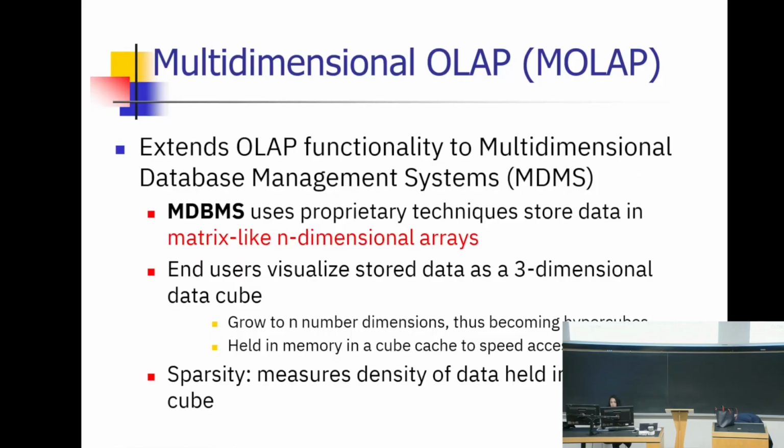Another term here is sparsity, which measures the density of data held in the data cube, just referring to how much of the cube contains data versus empty cells. So, for example, if it has more empty cells, then the sparsity is higher.